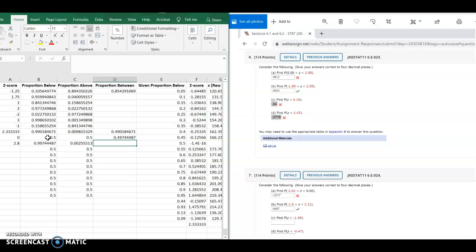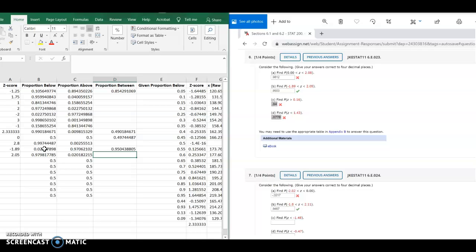So if I was doing part B, my area between that I'm looking for is a z-score of negative 1.89 and another of positive 2.05. So this time I want the probability between those two z-scores. So I'm going to type equals the bigger area below, which is of course for the bigger z-score, minus the smaller area below, which is for the smaller z-score.